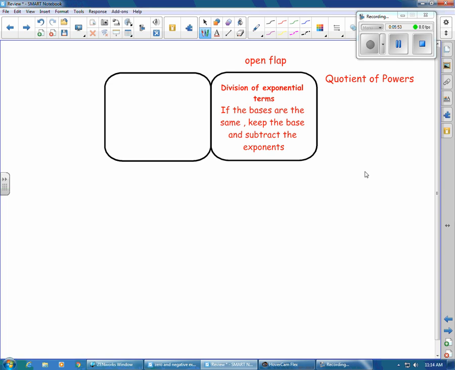Quotient of powers, this is the division of exponential terms. So again, if your bases are the same, you're going to keep the base and subtract the exponents. So if I have something like x to the 6th power divided by x to the 3rd power, I'm going to have x to the 6 minus 3 power, or x to the 3rd is my answer.